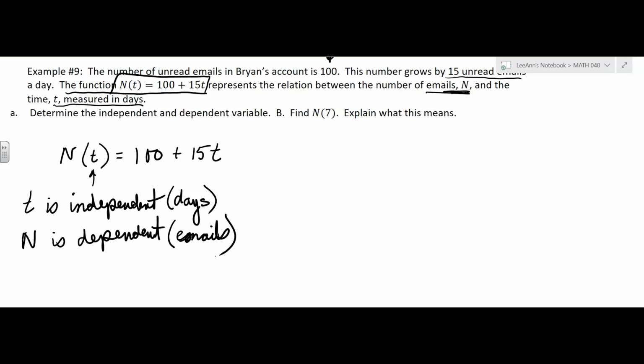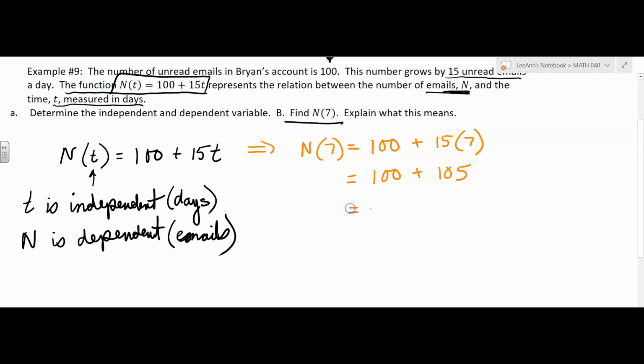So that's an explanation of how that function's working. If we know how many days have gone by, we can figure out how many emails there are that haven't been read. Okay, part B, find n of 7. So it's a function. We want to evaluate it. So just like we did with our other functions, we just replace the variable with 7. It's going to be 100 plus 15 times 7. Now, we can do the math here. I have to figure out what 15 times 7 is. I'm thinking it's 105.